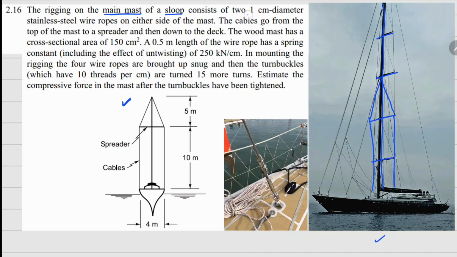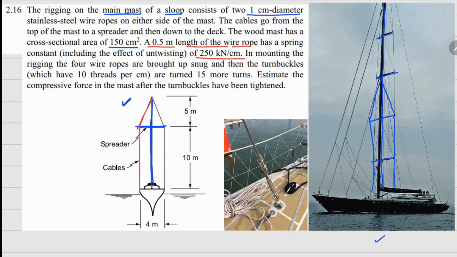Now the diameter of the cables is given as 1 centimeter, and these cables are going through a spreader which is right here in the middle. These masts are made with wood, and the cross-section area for that is given as 150 centimeters square. For the cable, that is this part right here, the stiffness is given, which is 250 kilonewton per centimeter for a length of 0.5 meter.